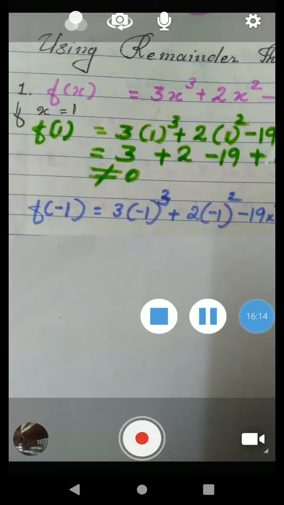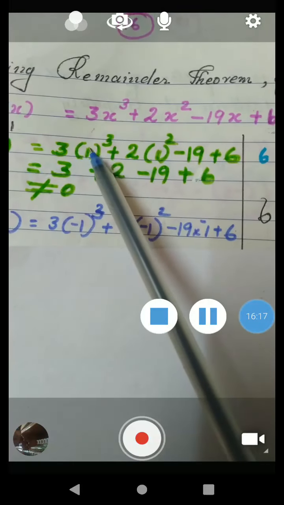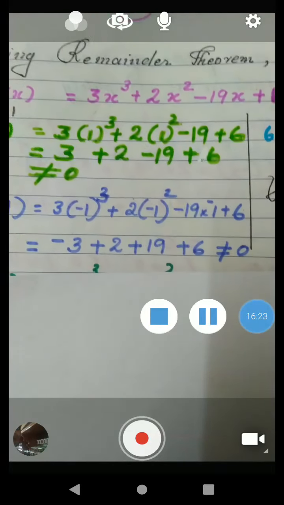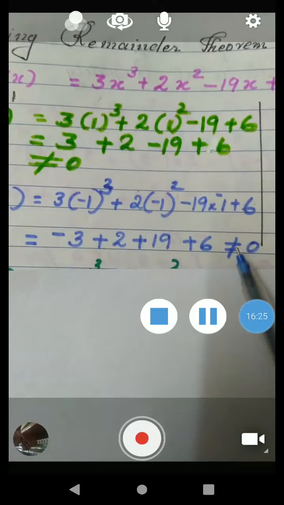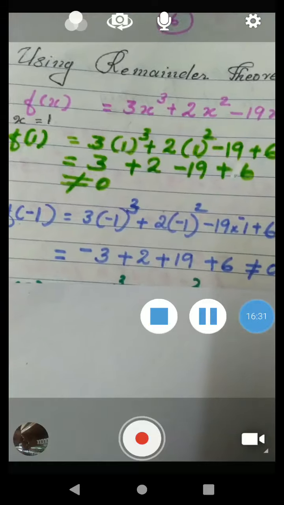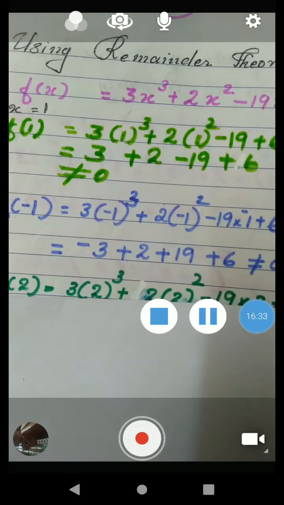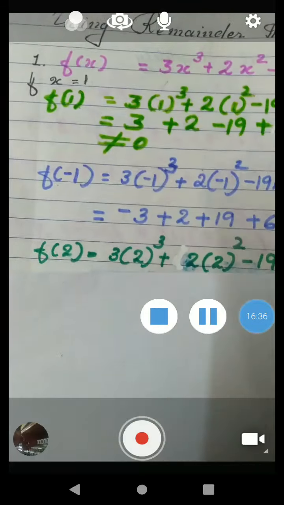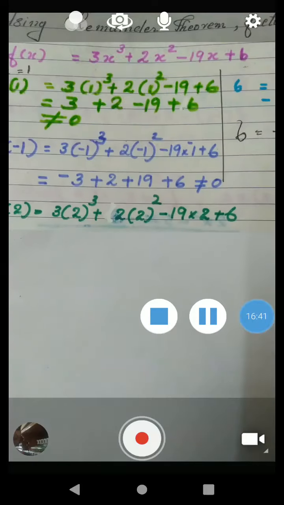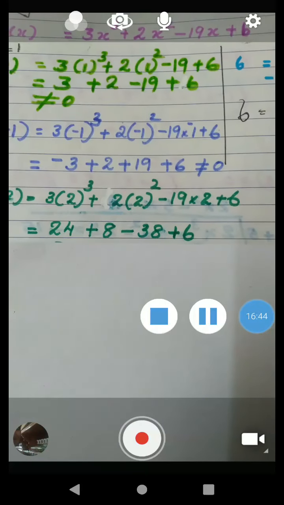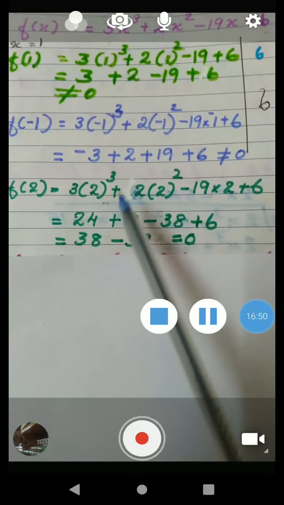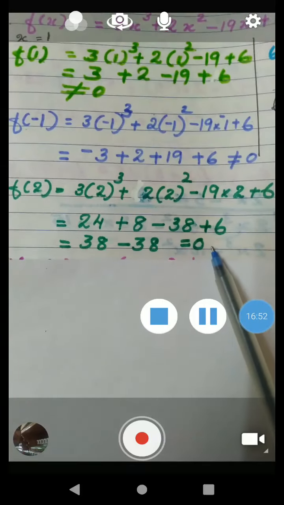Now consider f of minus 1. Substitute minus 1 in the place of x. You can see what's the result. Again, it is also not equal to 0. Next we can choose 2. f of 2 is equal to, substitute 2. What is the result? I think it is 0. Yes, when you simplify this, you will get 0.